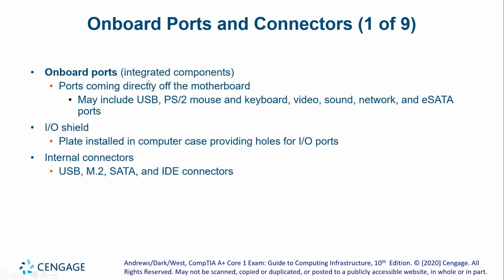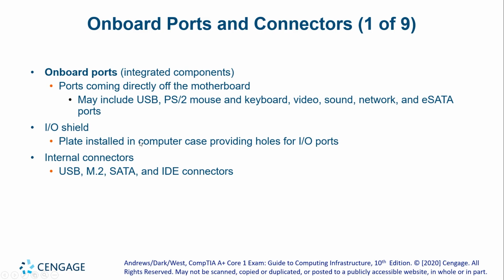Onboard ports are integrated ports. This would be USB for the most part. PS2 mouse and keyboard, that's the lime green and the purple socket we saw a while ago. Video, you can have VGA, and nowadays you can have DisplayPort or DVI as well as HDMI video built in. Sound is usually built in unless you have a really nice sound card. Network is almost always built in. Now you have gigabit network built into the motherboard, and then eSATA ports are external SATA, which means you can have an external SATA drive bank.